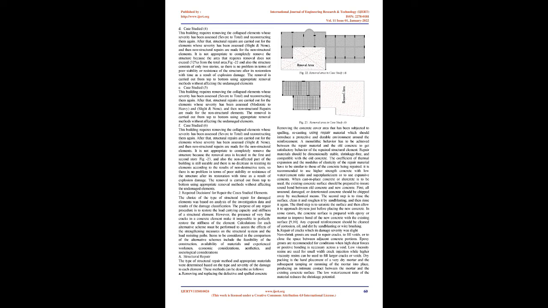E. Case studied 5. This building requires removing the collapsed elements whose severity has been assessed as severe to total, and reconstructing them again. After that, structural repairs are carried out for the elements whose severity has been assessed as moderate to heavy, and slight and none, and then non-structural repairs are made for the non-structural elements. The removal is carried out from top to bottom using appropriate removal methods without affecting the undamaged elements.